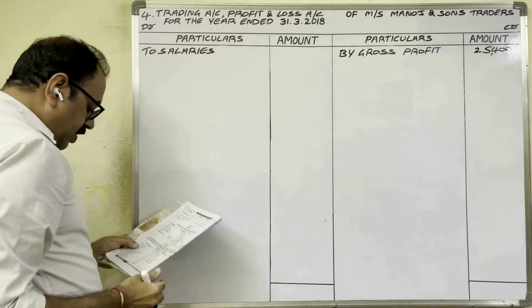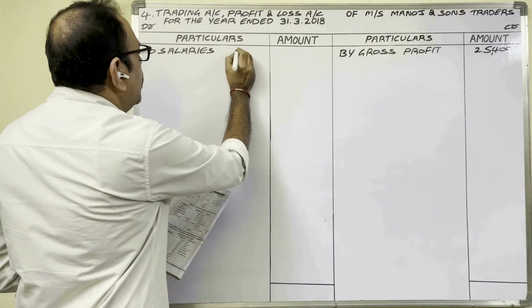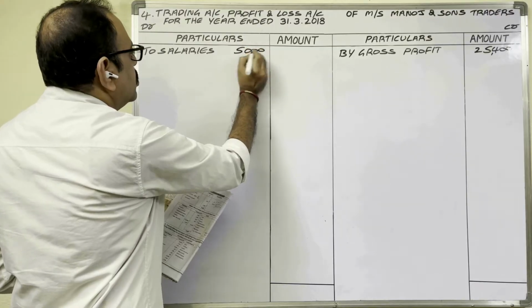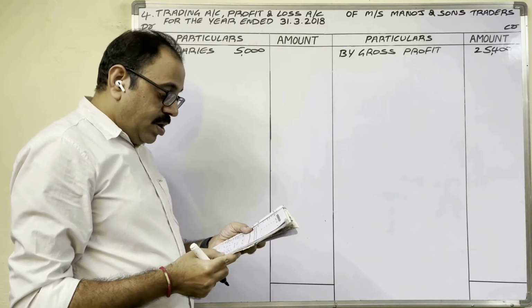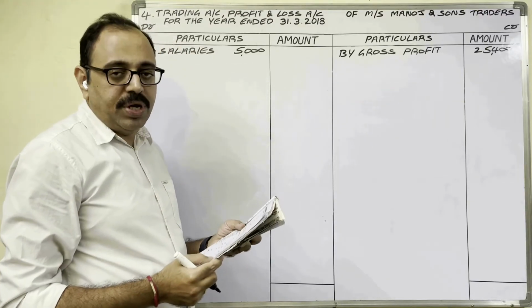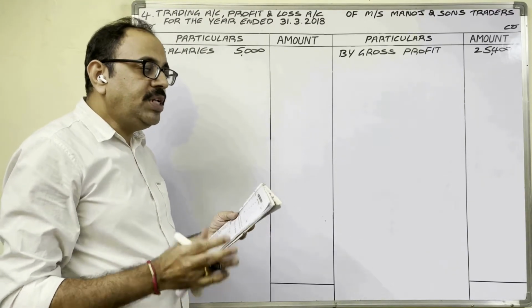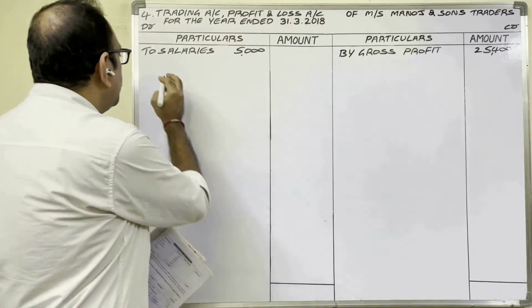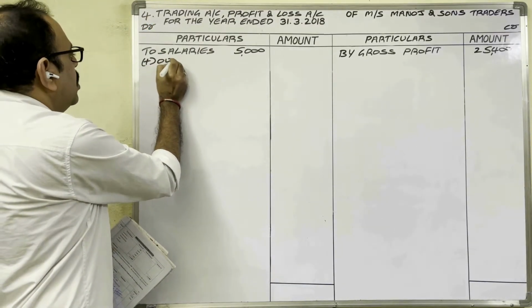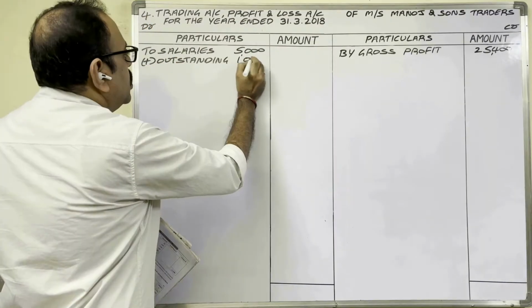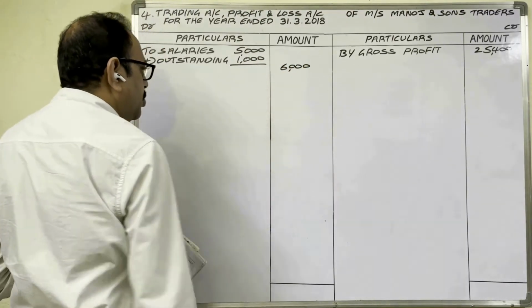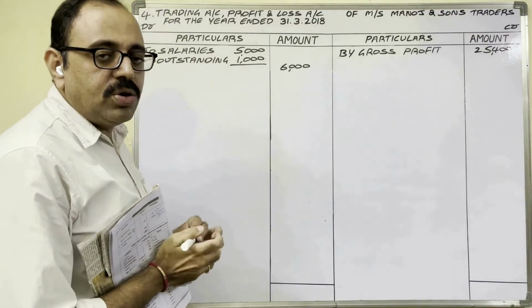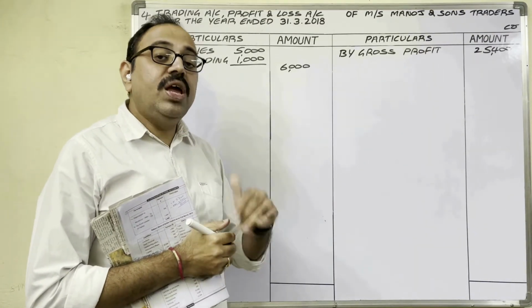Salaries. Adjustment is given. Therefore, amount in inner column 5,000 rupees. Adjustment number 2, outstanding salary is 1,000 rupees. Outstanding means we have to pay. Therefore, we should add plus outstanding 1,000 rupees. Total salary for current year is 6,000 rupees. In that 5,000 we paid, 1,000 we have to pay.